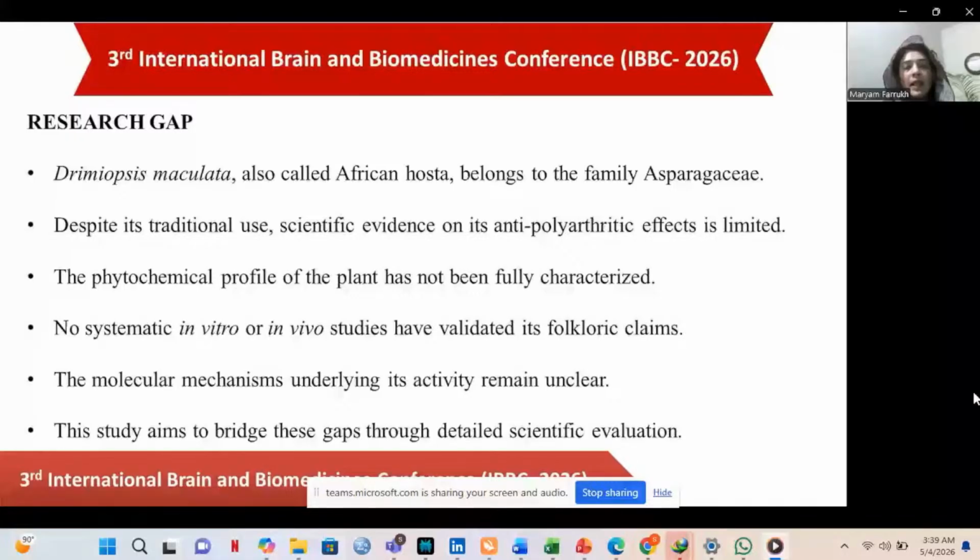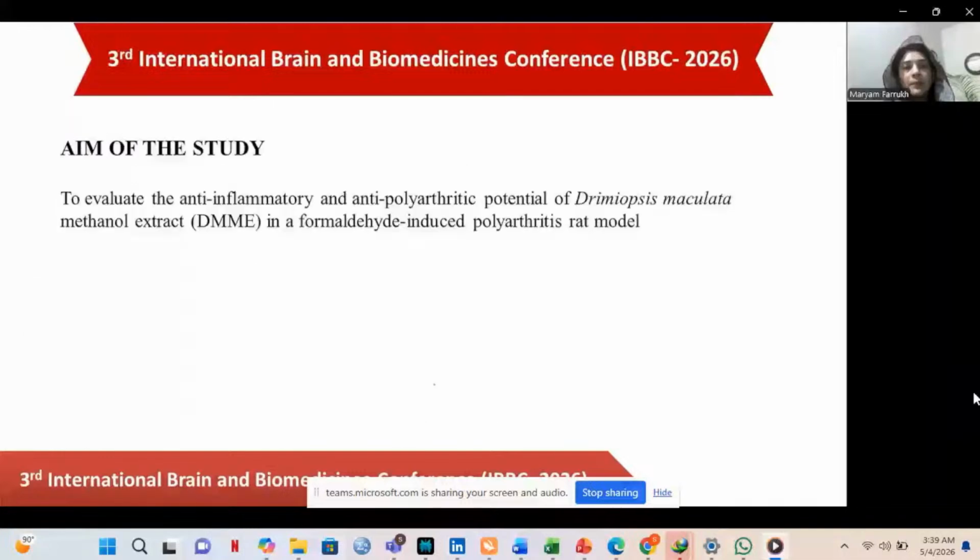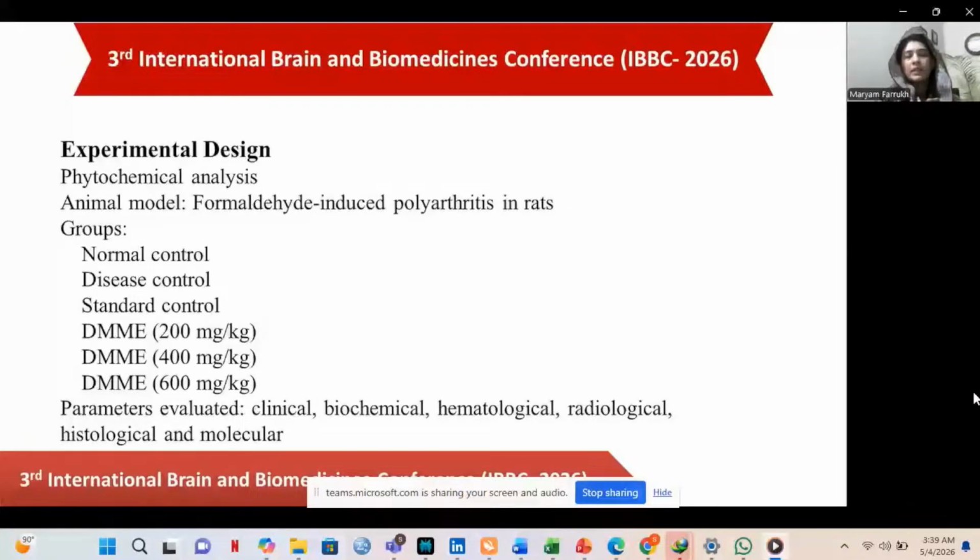The aim of the study was to evaluate the anti-inflammatory and anti-polyarthritic potential of Termiopsis musculata methanol extract in formaldehyde-induced polyarthritic rat. Then there is the experimental design. Phytochemical analysis was performed prior to the detailed in vivo studies. For the animal model, formaldehyde was the chemical which was used to induce polyarthritis in the rat.